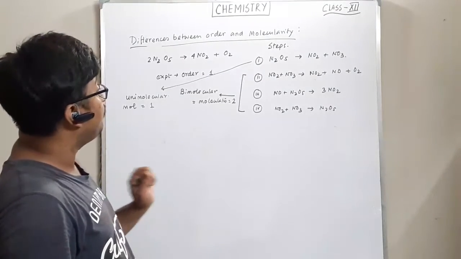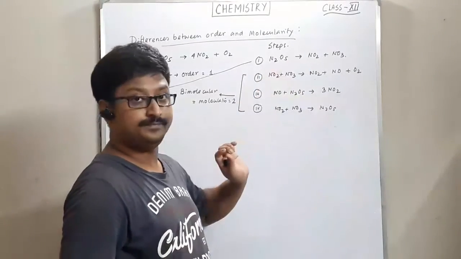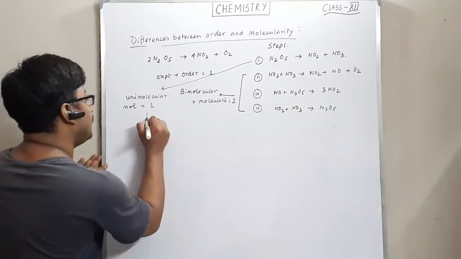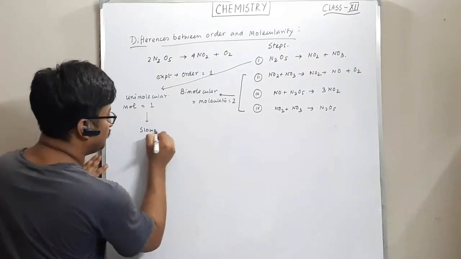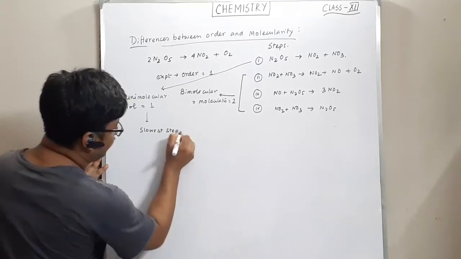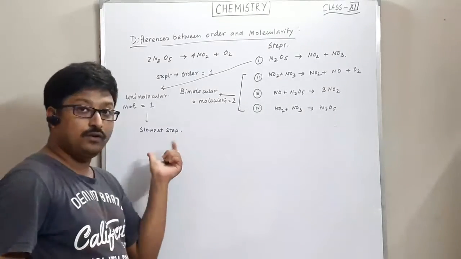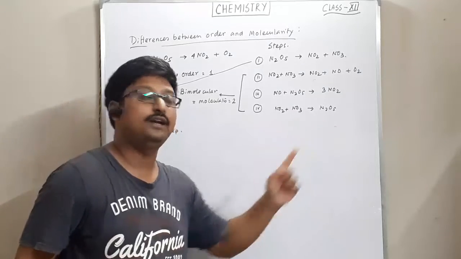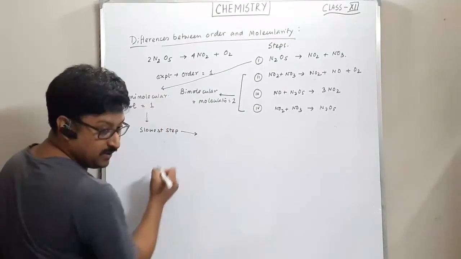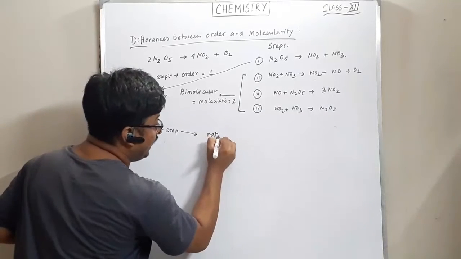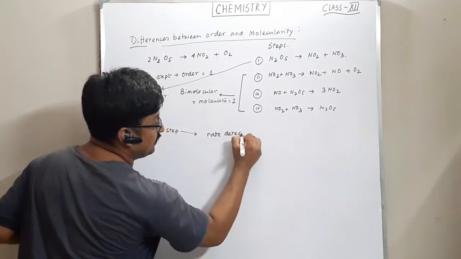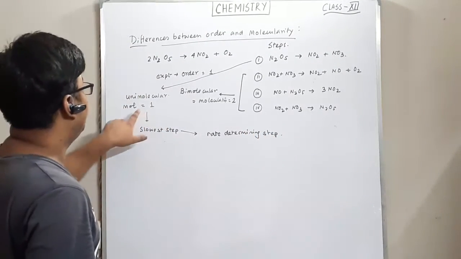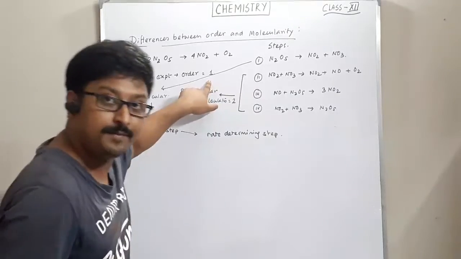Which one is the slowest step? This one is the slowest step. And what we know is that the slowest step of any reaction gives you the overall rate of the reaction, the rate determining step. And in this step, your order is also 1, which is experimentally determined.